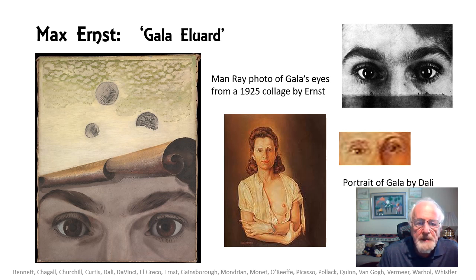Gala Eluard was a muse and lover to three members of the surrealist movement: her two husbands, poet Paul Eluard and artist Salvador Dali, and Max Ernst, who painted this work based on Man Ray's photograph of Eluard's eyes. With curious forms rising out of her unfurling head, Eluard becomes an imagined embodiment of surrealism's wide-eyed interest in art's power to explore the mysterious territories of the unconscious mind.